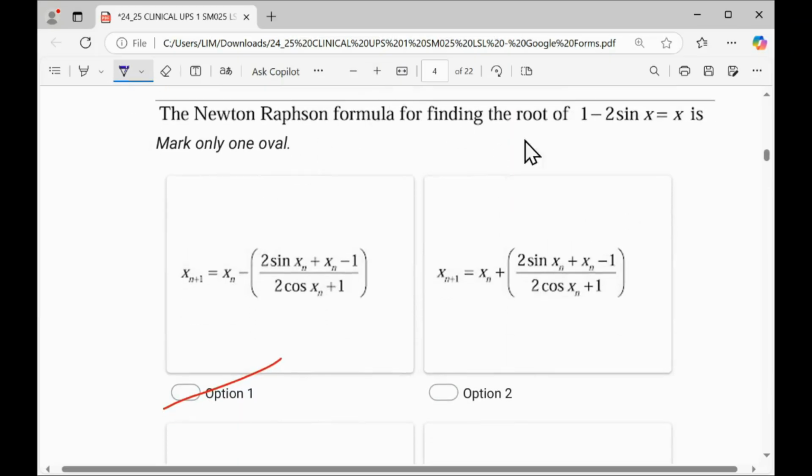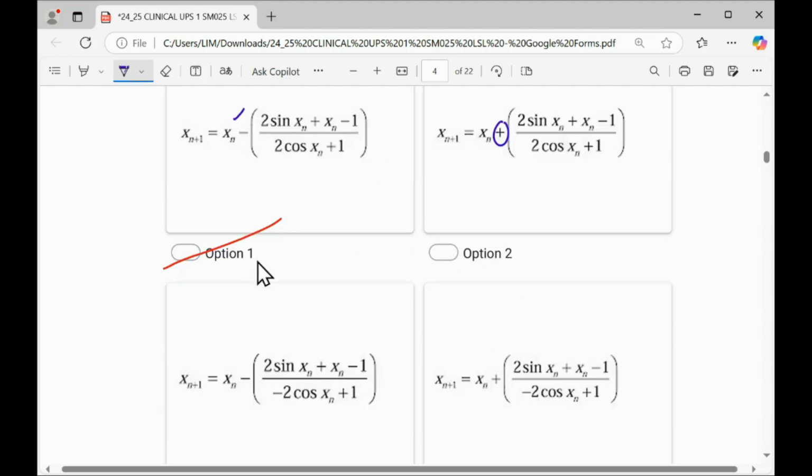For the Newton-Raphson formula, finding the roots for this equation, we need to find out what our function is. We make it equal to 0. So we move it: 1 minus 2 sine x minus x. When we differentiate this function, differentiate 1, we get 0. Differentiate sine, we get cos positively. Differentiate negative x, we get negative 1. And then the Newton-Raphson method will be x_n is not plus, it is minus function over differential function. So look at our differential function.